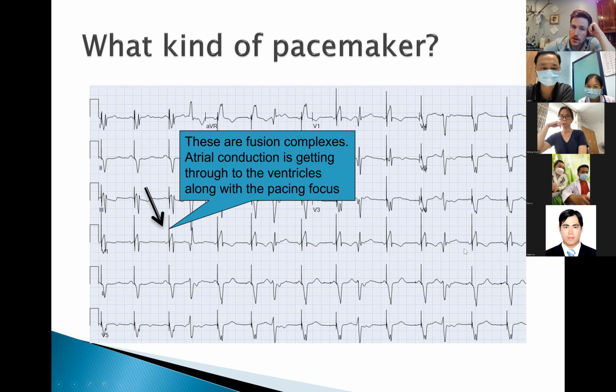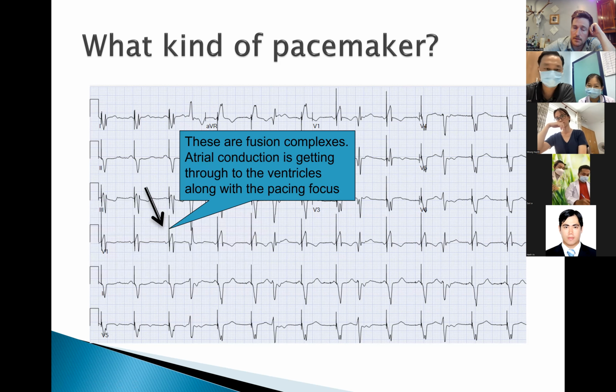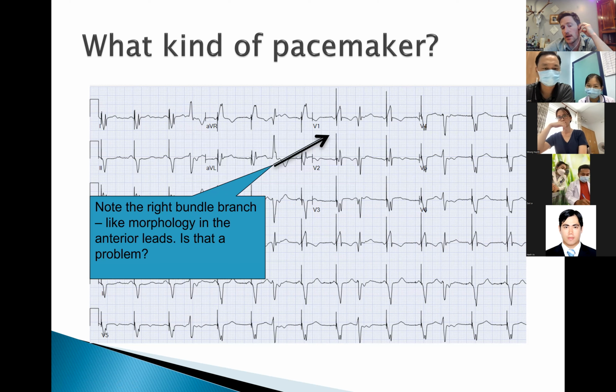So we also see that there are some fusion complexes. So atrial conduction is getting through to the ventricles along with the pacing focus. That's by this arrow here. So there's a right bundle branch-like morphology in the anterior leads. And the question is, is that a problem? And no, not necessarily.